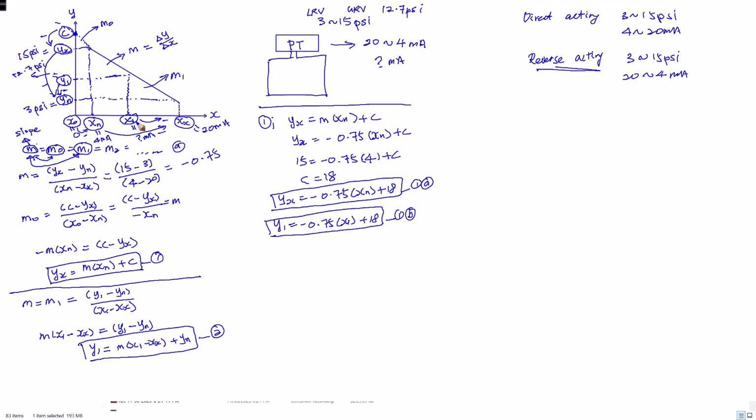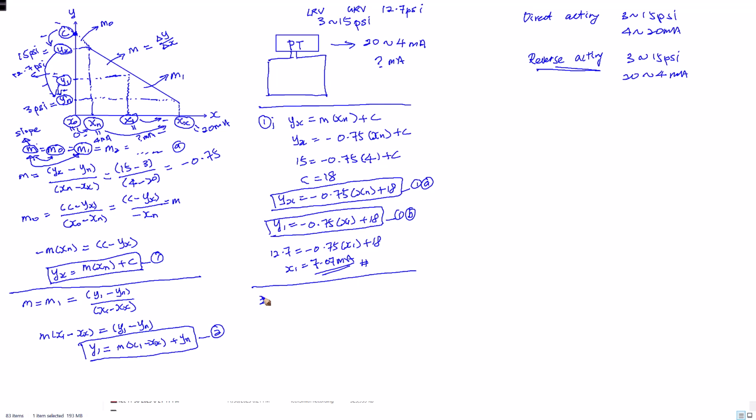Now we know that y1 equals 12.7, so 12.7 equals minus 0.75 x1 plus 18. So x1 will be equal to, let me calculate, 7.07 milliampere. Okay, this is using equation 1.